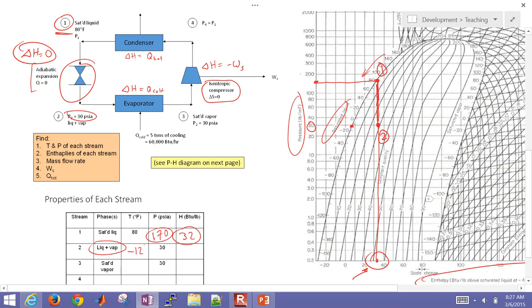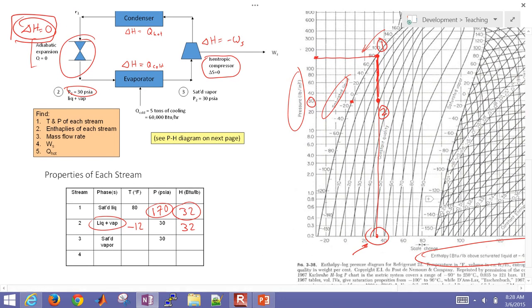So there's negative 12. That's how cold this evaporator is going to be, removing the heat from the room or the refrigerator. It's going to be negative 12 degrees Fahrenheit. And then the H is going to be the same as it was before, because delta H was 0 for that adiabatic expansion through like a Joule-Thomson valve, for example.